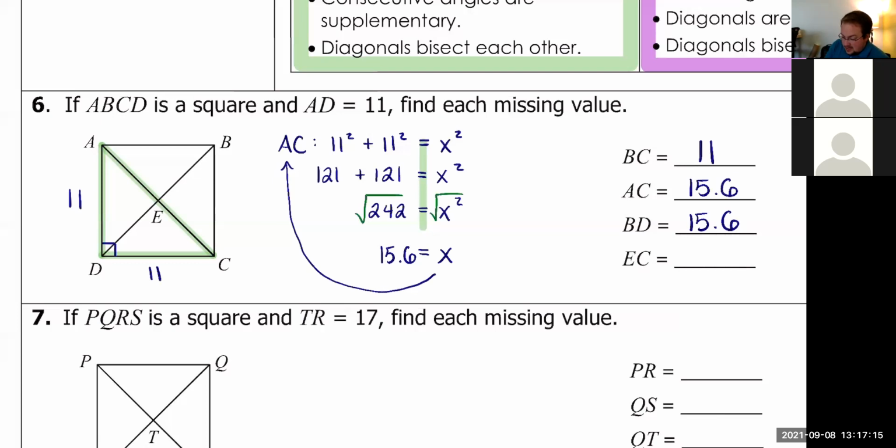The last one there then, EC. EC is only part of diagonal AC, but yep, absolutely, half of 15.6, because being a parallelogram, diagonals bisect each other. 7.8. So we'll get 7.8. Good.